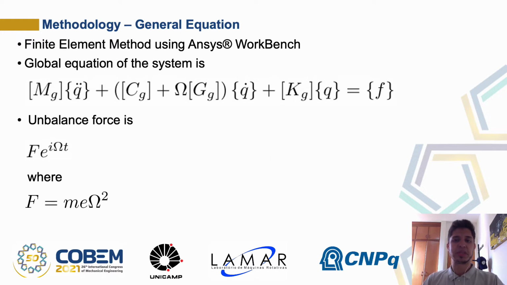Computational simulations presented in this work are made using commercial finite element method software ANSYS Workbench and its rotor dynamics capabilities. After assembling the global matrix, this is the general equation of motion for rotating systems, where Mg is the global mass matrix, Cg is the global damping matrix, Gg is the global gyroscopic matrix, and Kg is the global stiffness matrix. This is the imbalance force expression, where F is the product of mass imbalance moment and the square of rotational velocity of the rotor.